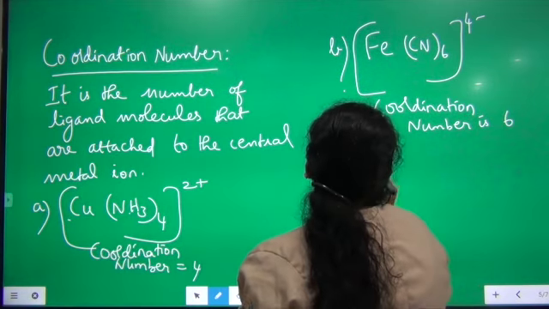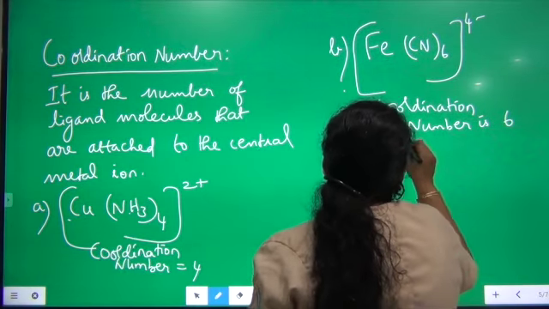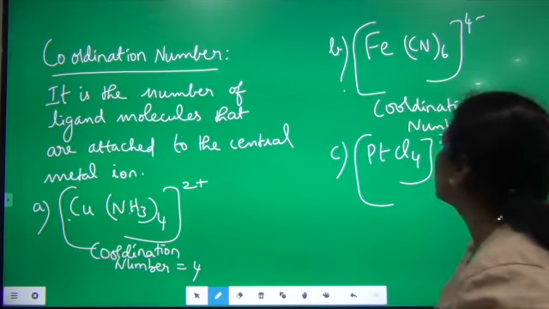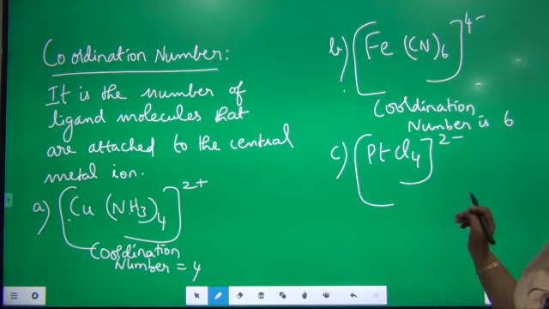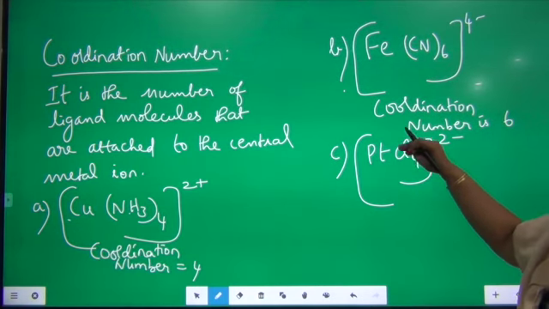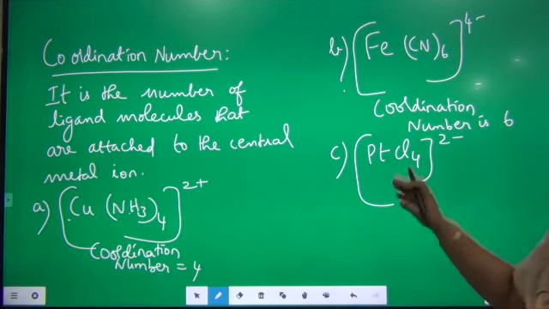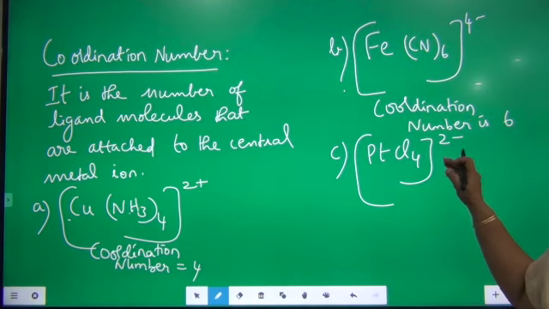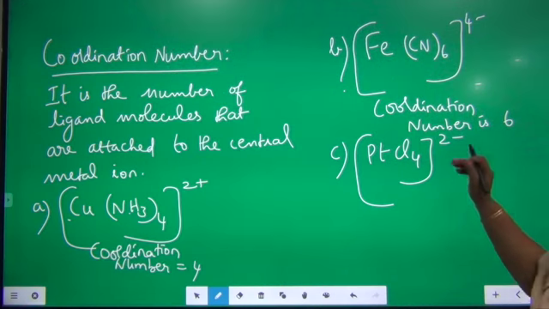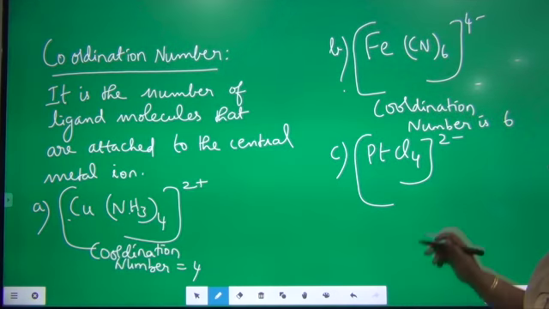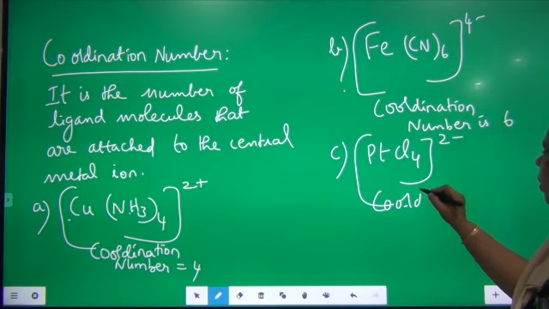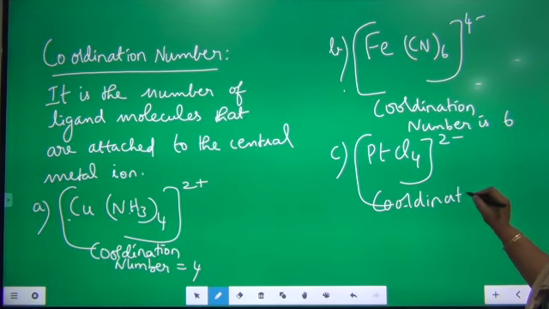Similarly, when you talk about this complex, it is the tetrachloridoplatinate ion. Here platinum is the central metal ion where 4 chlorine atoms are bonded to the central metal ion. Chlorine is a negative ligand. There are 4 chlorine totally. So the 4 chlorine atoms constitute the coordination number. So coordination number is equal to 4.